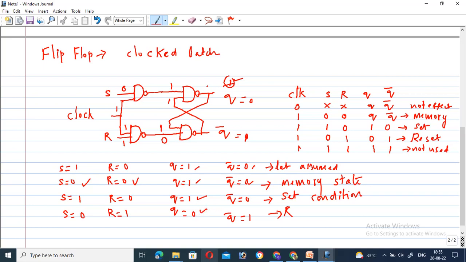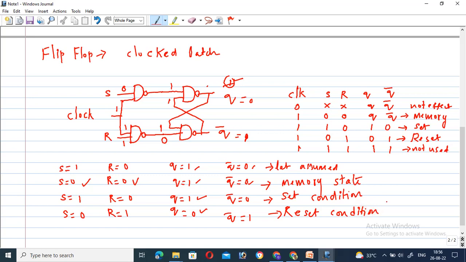So reset means that, in general, when the Q value goes from 1 and the next value becomes 0, we say it has been reset. That means it has come back to the initial values, to 0. So that's why it is called a reset condition. Reset condition. Okay.